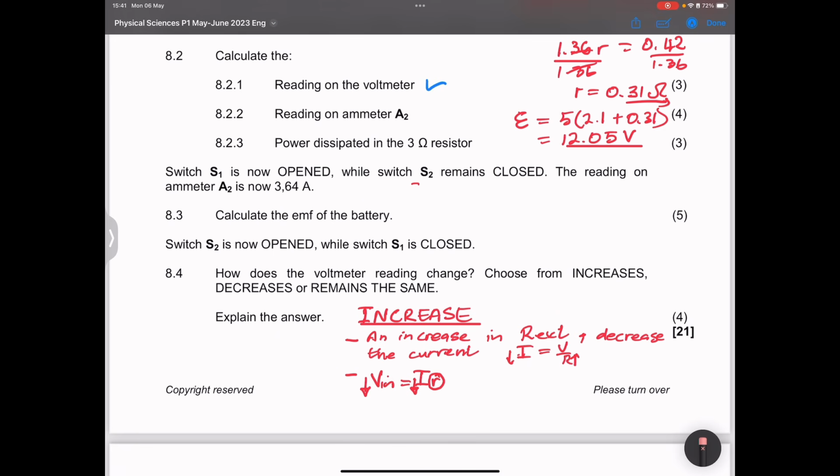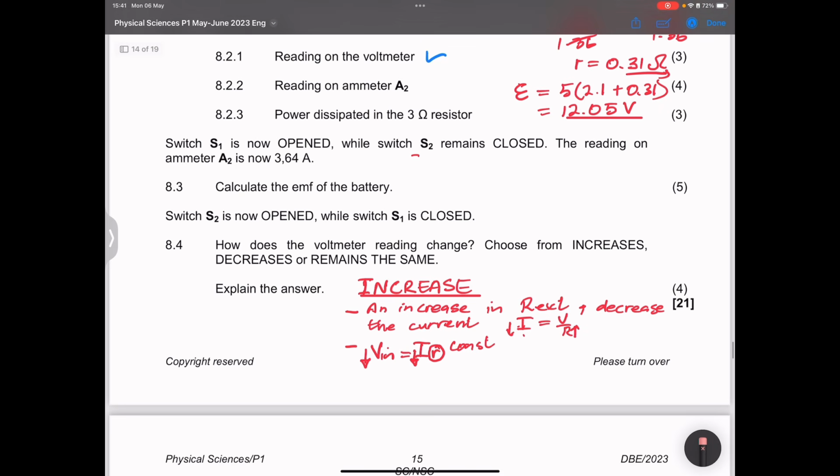I hope that you can follow on, ladies and gents. Because of decreased current, and R internal remaining constant, V internal will therefore decrease. And finally, EMF is equal to V external plus V internal. Again, EMF remains constant. So when V internal decreases, therefore V external should increase. That is really how we are going to give that explanation. I've mentioned this time and time again when we are doing circuits. I hope that you are able to follow on, ladies and gents.